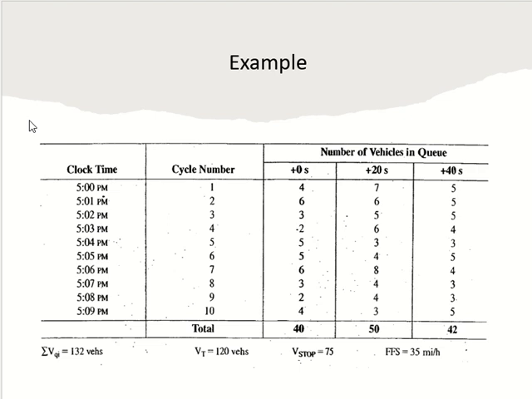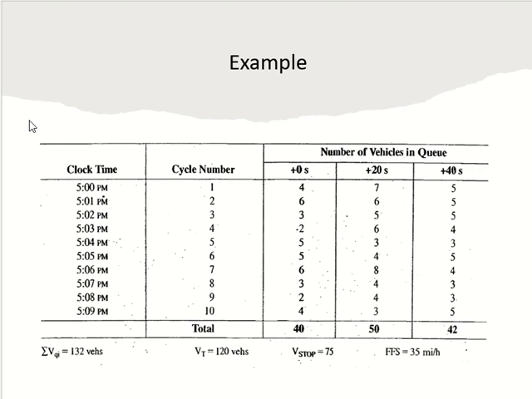Then observations from observer number 2. How many vehicles arrived? This much. How many vehicles stopped? This much. Free flow speed of the road? This value. And what was this summation VIQ? Total of these observations.